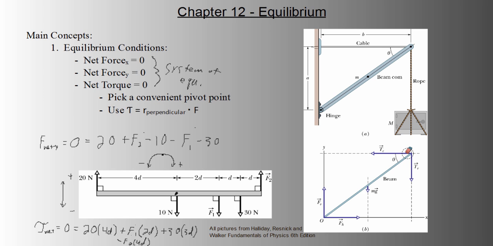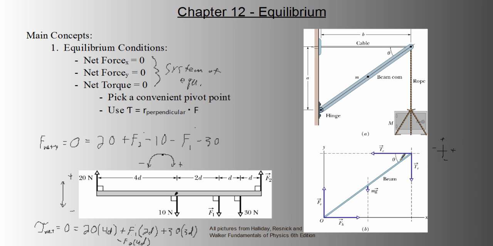You're going to have f net x, where, let's define direction here. Plus, minus, left and right, plus, minus. So in the x direction, you're going to have Fh, which is positive, minus Tc equals 0. In your net force y equation, up is positive, so you're going to have Fv minus mg minus Tr equals 0.